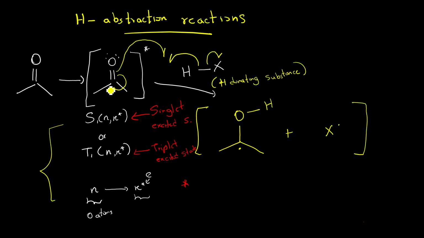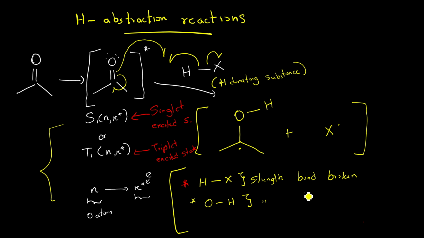Here we have talked about the hydrogen abstraction reactions. When this happens, there are two points which determine this reaction. First is the bond strength of this HX, the strength of the bond which is being broken. And the other point is the strength of the bond which is formed, which is the OH bond. These two are the main points.